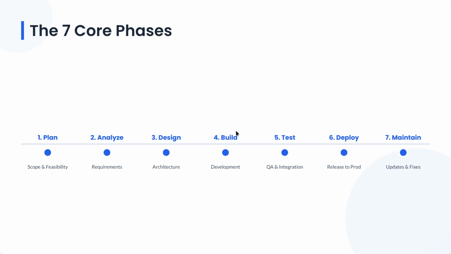The 7 core phases. Here is the bird's eye view of the journey. Most models follow these 7 phases, from the initial planning and analysis, through the design and build, and finally through testing, deployment, and ongoing maintenance. Every PM needs to know where their project sits on this timeline at all times.